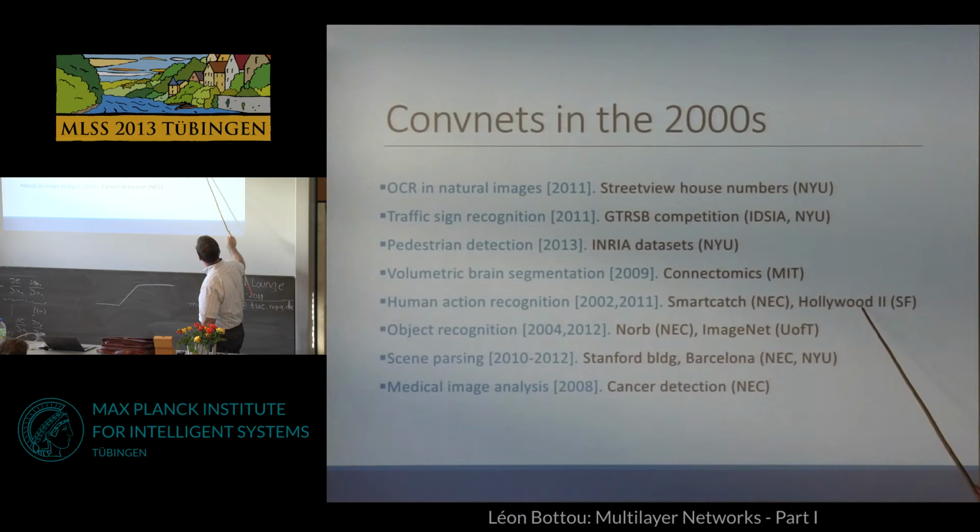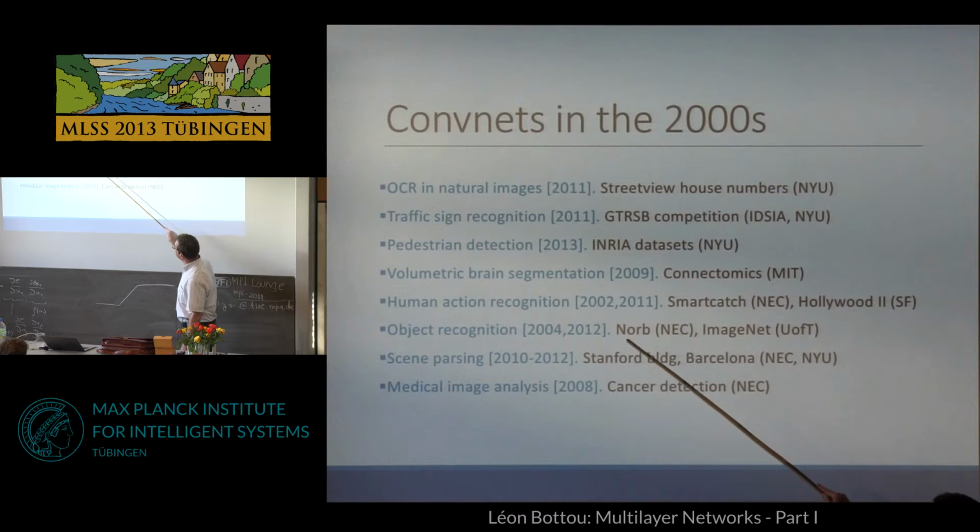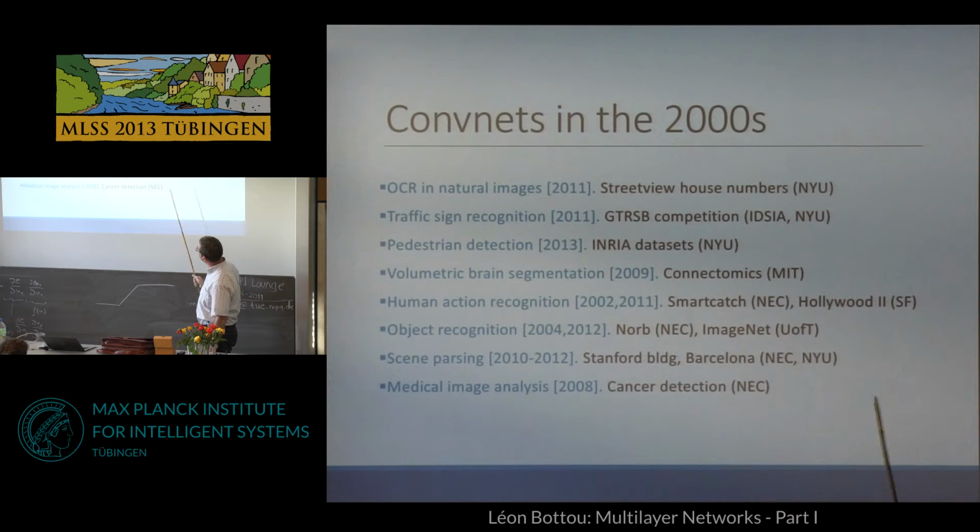Stanford did something on the Hollywood 2 dataset later on, so human action recognition works too. Object recognition, there was a NORB dataset that was not very well received by people in vision because it was very artificial. But there was a big splash with ImageNet with Geoff Hinton recently, and I'm going to speak more about this. Things like scene parsing, which is labeling every pixel in an image to see which object it is, which is frankly not really scene parsing, it's just a kind of pixel labeling task. But there were some experiments at NEC and NYU. Medical image analysis, there is a cancer detection system that Hans-Peter Graf and colleagues at NEC are doing, and it's supposed to be deployed as a second check in Japan.